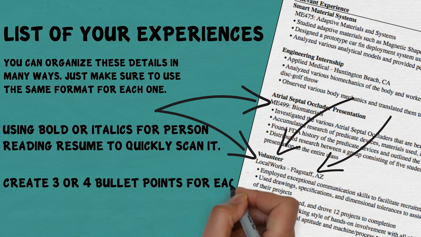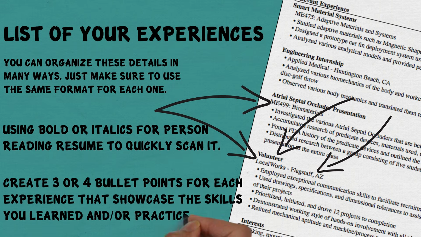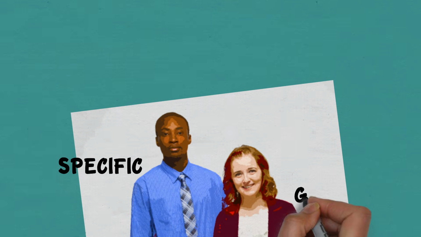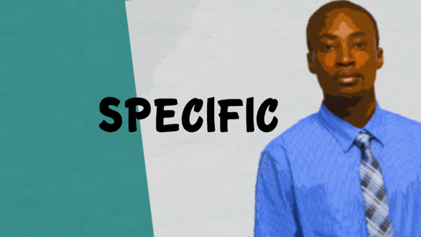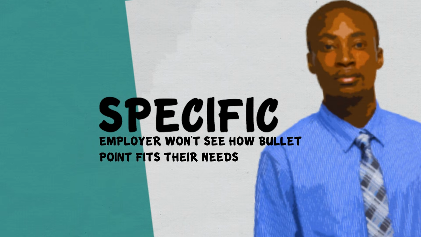Below this identifying information for each experience, you'll formulate 3 or 4 bullet points that showcase the skills you learned and/or practiced during your time with that experience. Many people are too specific or too general. If you're too specific, an employer won't be able to see how the bullet point is relevant to their needs.